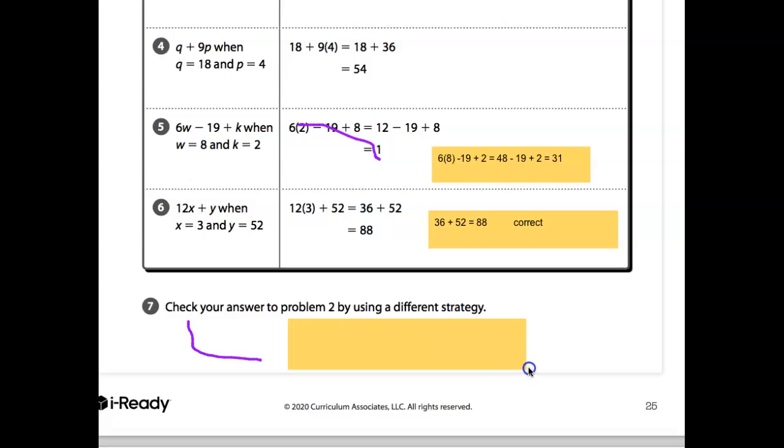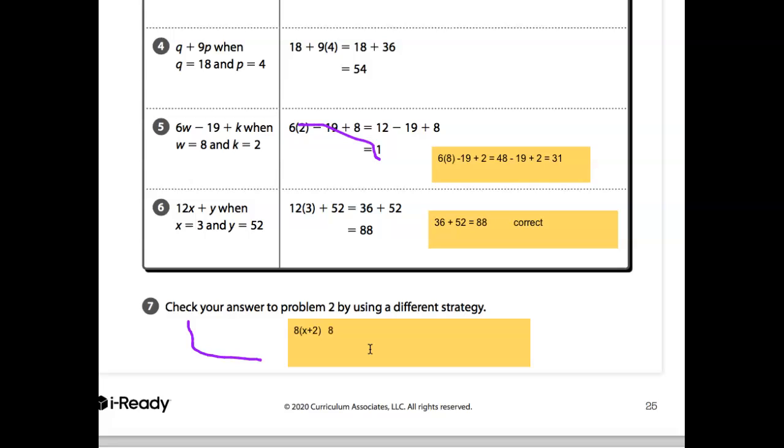Okay, number 7. It says, check your answer to problem 2 by using a different strategy. All right, well, I know that Mr. Gregory has taught you this other strategy, but I'm going to remind you of it. 8 times (x plus 2) when x is 6. So what we did was we added the 2 in the middle first, but we can do this by the distributive property as well.